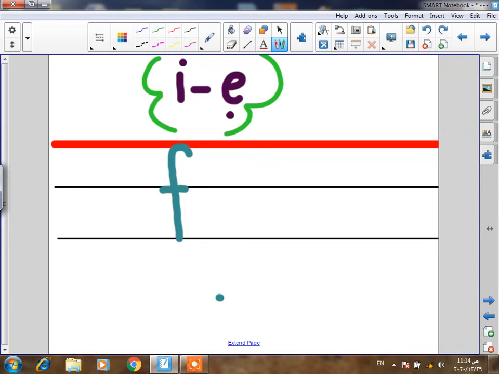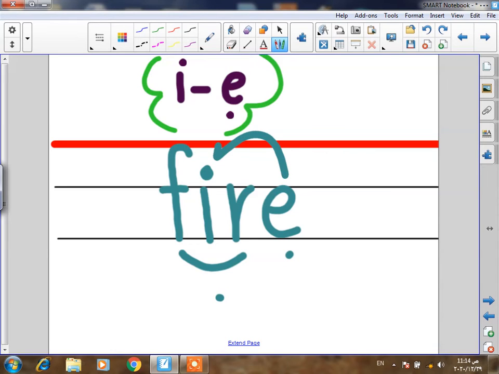What sound is this? E. Eat together or fi. What are the words? What is it? Magic e. We write it and we don't say. And e jumped on e, it said oi. Foil, fire.